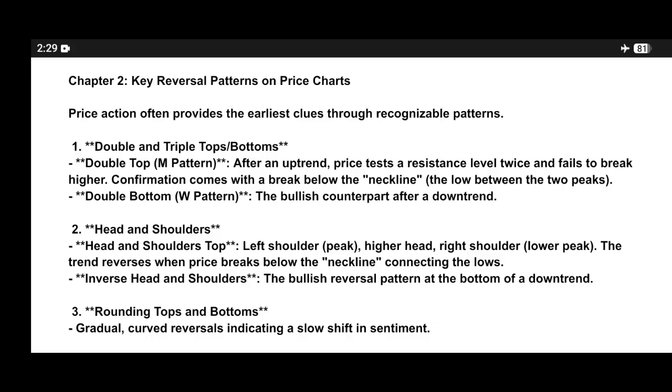Number 2 is head and shoulders. The head and shoulders top has a left shoulder, which is the peak, a higher head, and a right shoulder, which is a lower peak. The trend reverses when price breaks below the neckline, connecting the lows. Then we have the inverse head and shoulders, which is the bullish reversal pattern at the bottom of a downtrend.